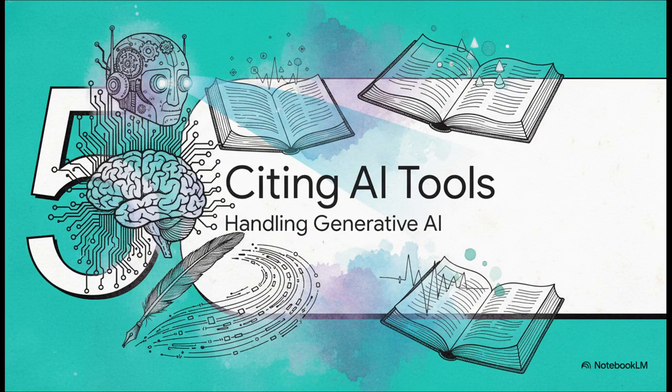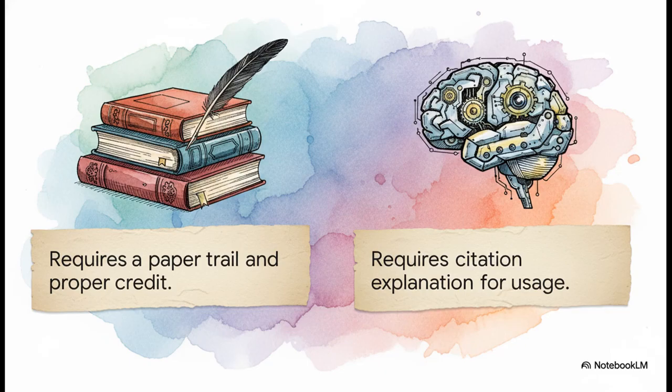Next up is Section 5, citing generative AI tools. Let's talk about handling generative AI. We absolutely have to address this modern curveball in academic writing. The technological landscape has completely shifted, right? It's fascinating to juxtapose traditional source citation with modern AI tools like Copilot or ChatGPT. Look, whether you are quoting a published book by a renowned scholar or you're using a generative AI model to help brainstorm your essay structure, both require a distinct paper trail and proper credit. Academic integrity demands total transparency, regardless of whether your source is human or machine.